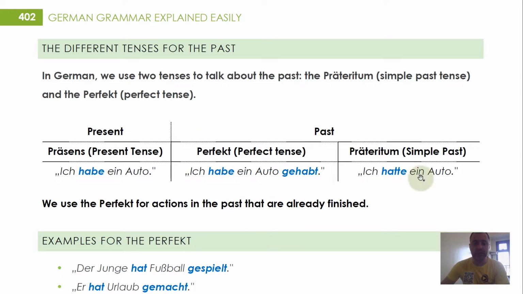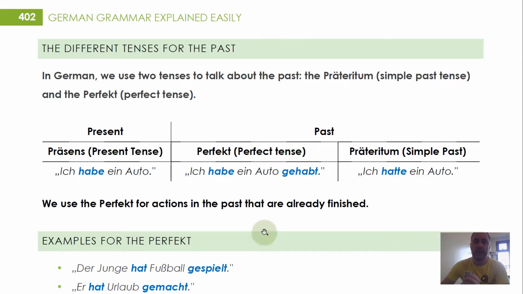Before we come to the differences here, let's have an example look at the regular sentence in present tense. Ich habe ein Auto, I have a car. Now perfect tense, ich habe ein Auto gehabt, so I have had a car. And Präteritum, ich hatte ein Auto, so I had a car. So that you have the overview and a quick reminder what is perfect in English for you.